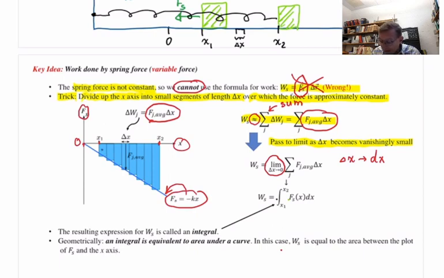But then you've still got to take all the works for all the little rectangles, which amounts to taking the area of all the little rectangles and adding them all up. But now they're an infinite number of infinitesimal rectangles.